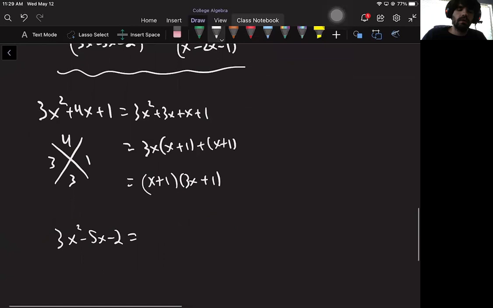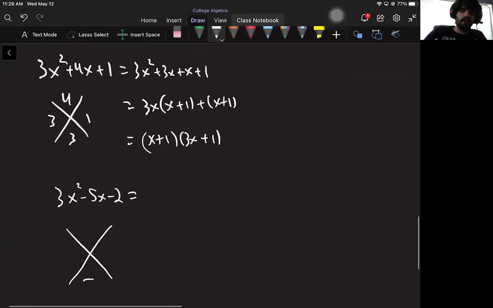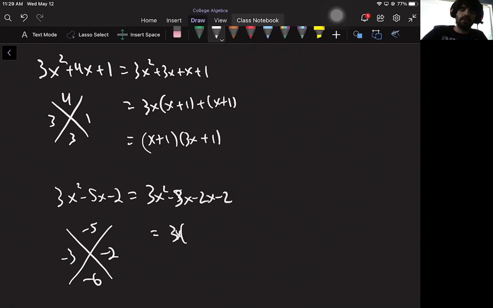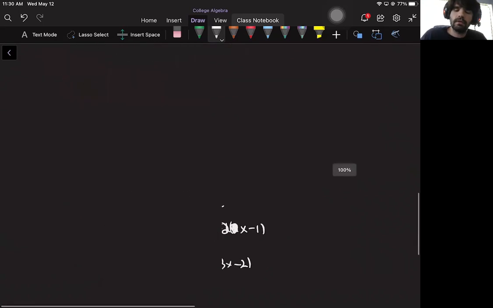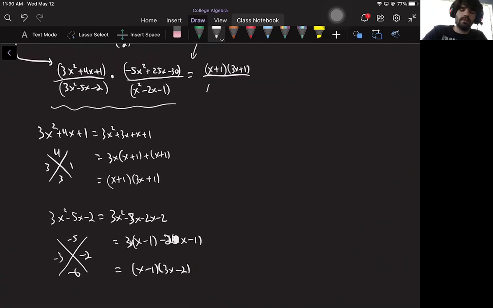So what about this one? Well, this guy, I can do the same thing, -6, -5. So -6 and 1 work there. So this becomes 3x squared minus 6x plus x minus 2. Take out a 3x and an x. Get just an x minus 2 left. Take out a 1 here. And we get a minus 2. And then you also get an x minus 2. Take out those x minus 2s. And you're left with 3x plus 1. So that's what this bottom one becomes.